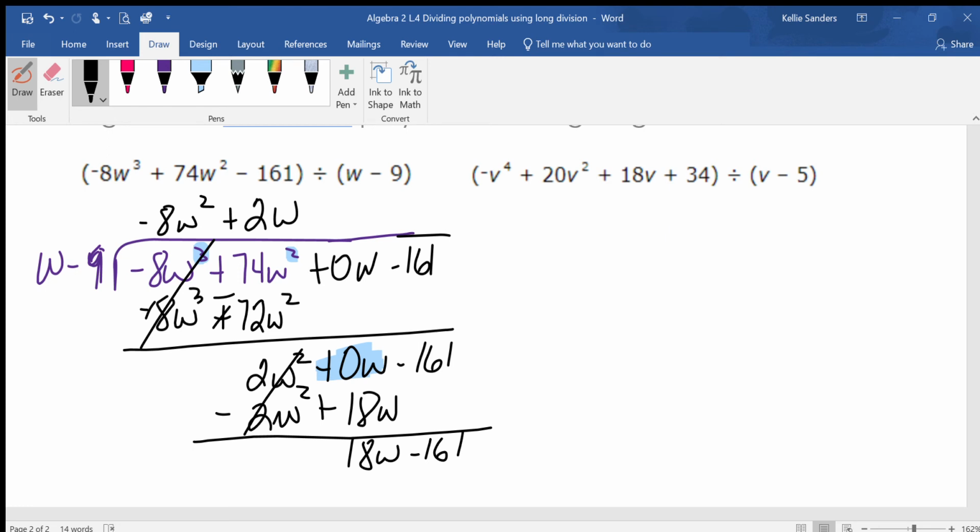And then one more time, because the 18 has a w, what do we multiply w by to be able to get 18w? 18w, 72, 16, negative, draw your line, change your signs, those go away, and negative 1 is your remainder. So what you would do is plus negative 1 over w minus 9.